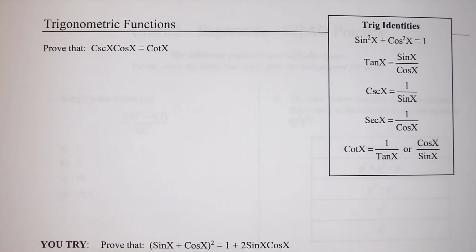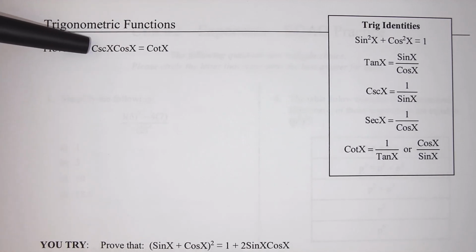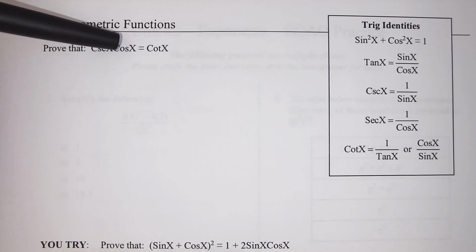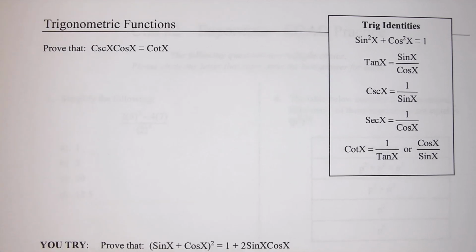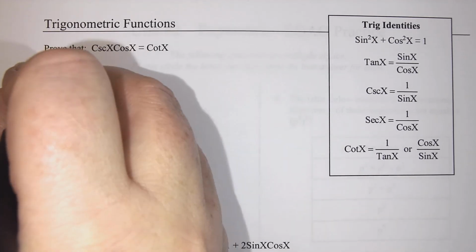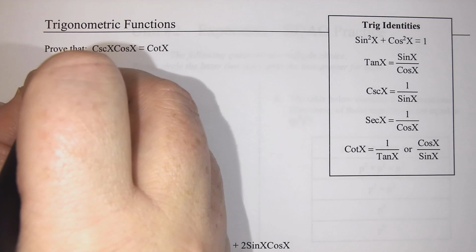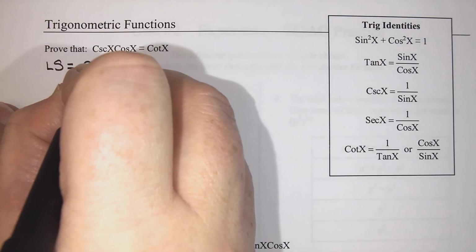All right, so we're going to take a look at the question that says prove that cosecant x times cosine x equals cotan x. So what we want to do is take one side and see if we can find a way to manipulate it to turn it into the other side. So I'm going to start maybe just by separating my left side and right side. Left side is cosecant x.